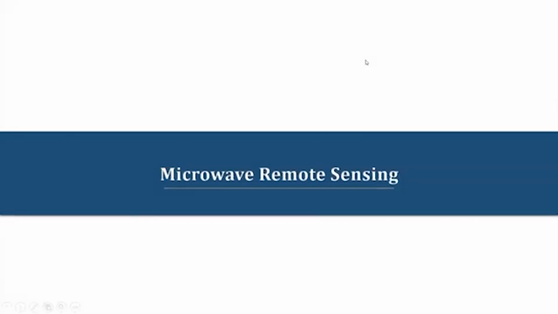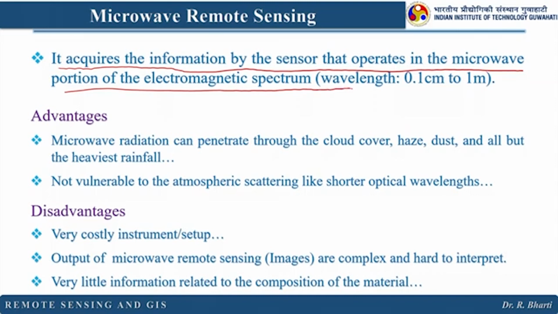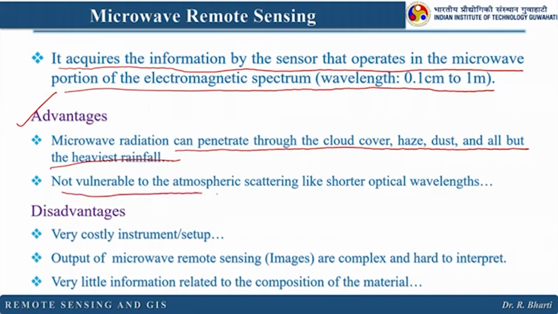Now let us see microwave remote sensing. Let us understand what exactly we are doing in microwave remote sensing. It acquires information by a sensor that operates in the microwave portion of the electromagnetic spectrum, where the wavelength is 0.1 centimeter to 1 meter. The advantage of microwave remote sensing is that it can penetrate through cloud cover, haze, dust and all but the heaviest rainfall, and it is not vulnerable to atmospheric scattering like shorter optical wavelengths.